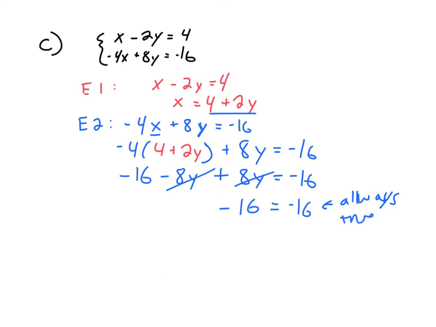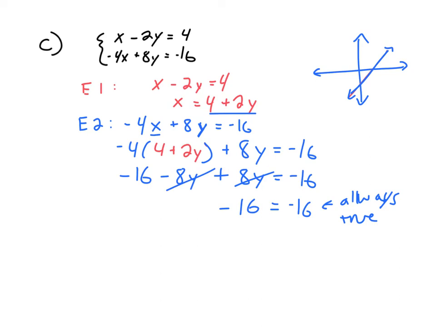Okay, so we have a situation where we have infinitely many solutions. So how are we going to write our answer? If you remember in the previous video, I talked about what it means to have infinitely many solutions. I'm just drawing what it looks like: the two lines are lying on top of each other.